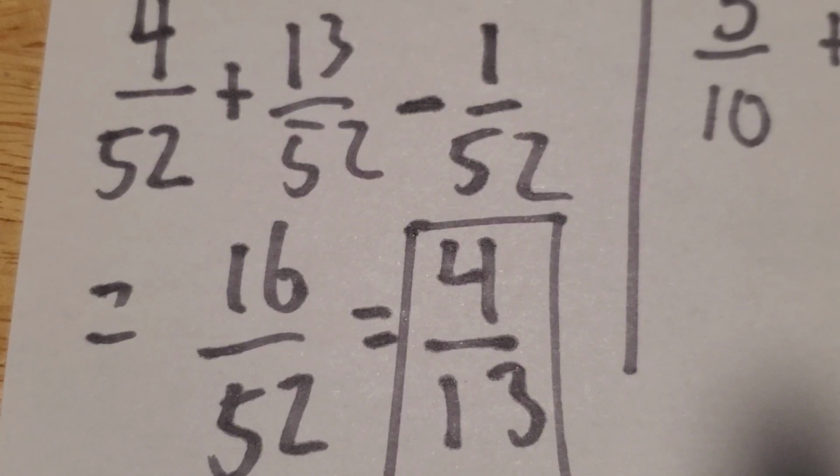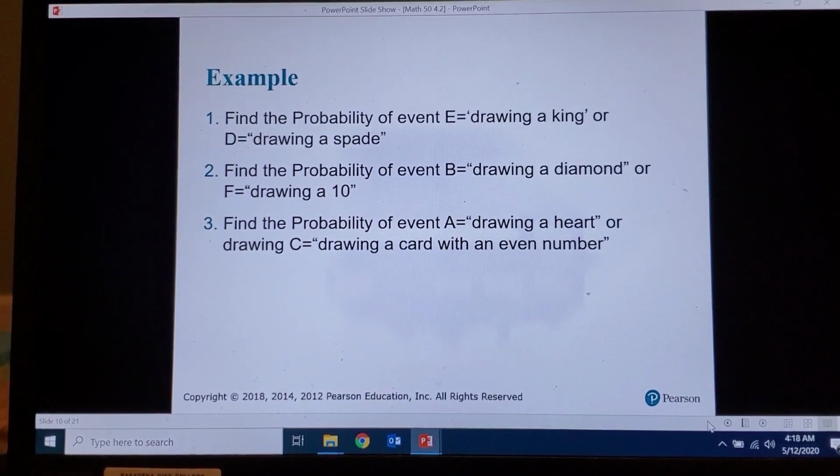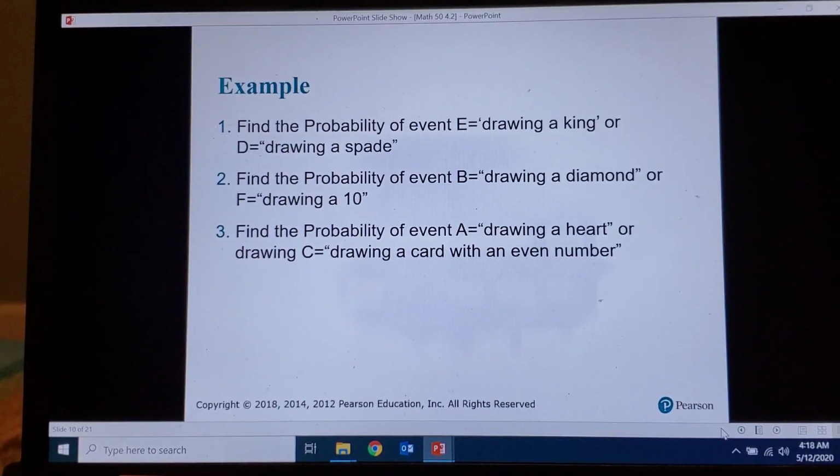The next question was, find the probability of event A, drawing a heart, or event C, drawing a card with an even number on it. So again, one more time, find the probability of drawing a heart or drawing a card with an even number. So if we go back to a deck of 52 cards, we'll read the question. Find the probability of event A, drawing a heart or drawing a card with an even number.